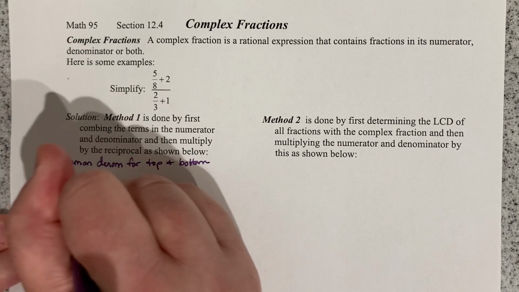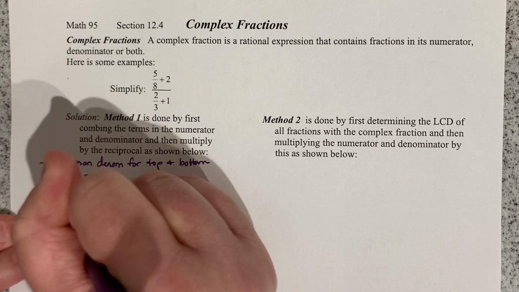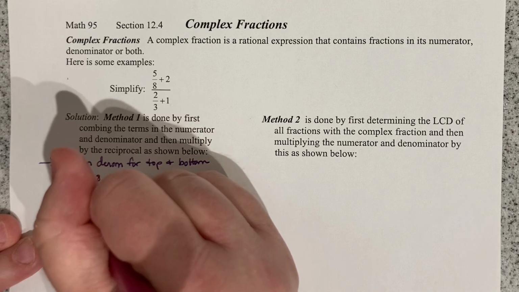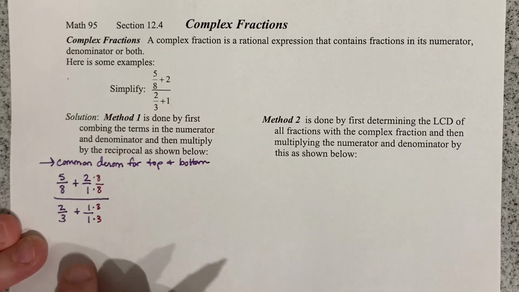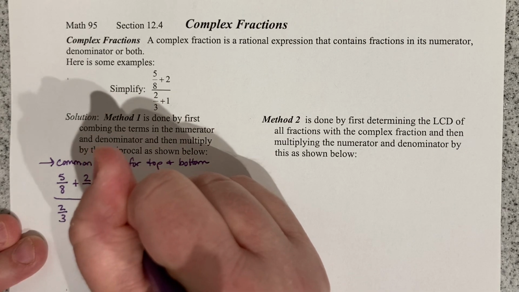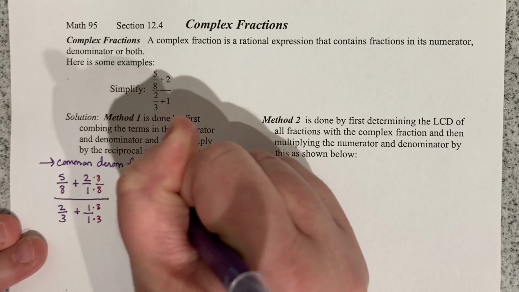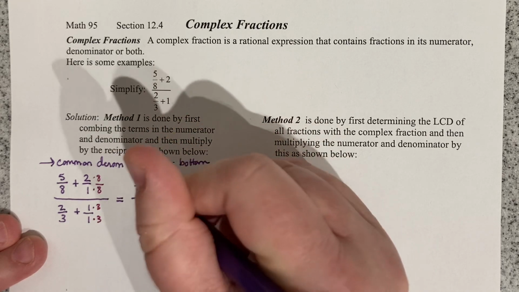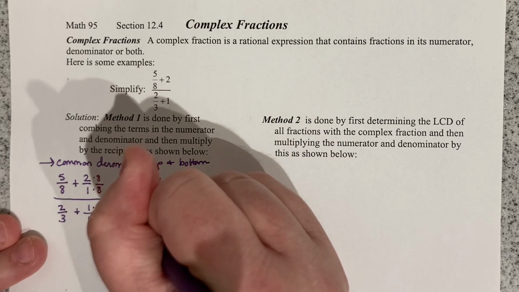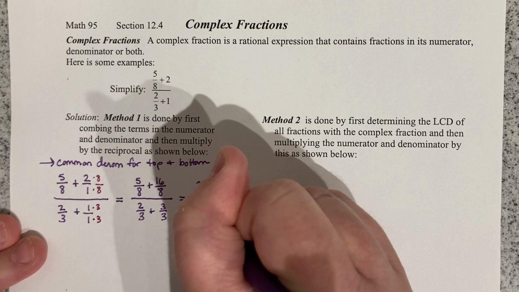And then the bottom, we're going to do basically the same thing, but with the 3. So 2/3 plus 1 over 1 for the whole number. And then this time, I'll multiply by 3 over 3 so that the denominators will match. All right, well, what we'll get then, on the top, 5/8 plus 16/8 makes 21/8. And on the bottom, 2/3 plus 3/3 gives us 5/3.